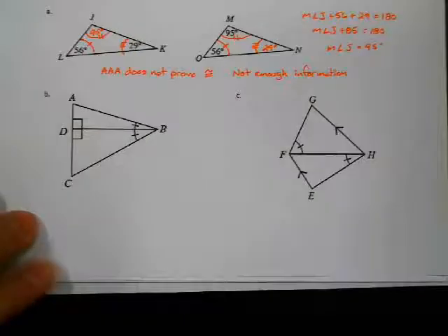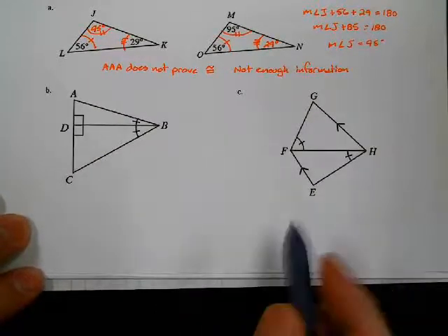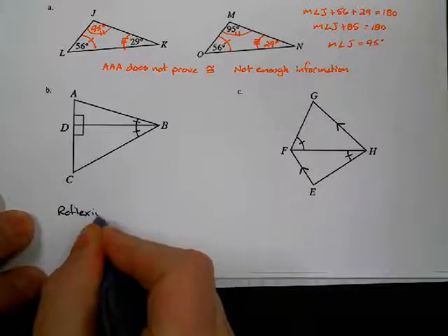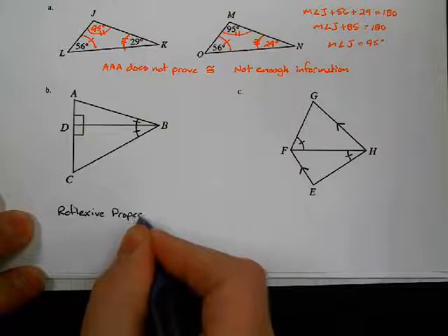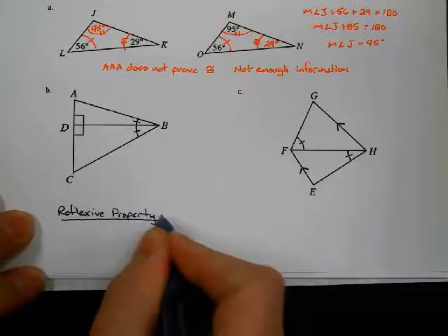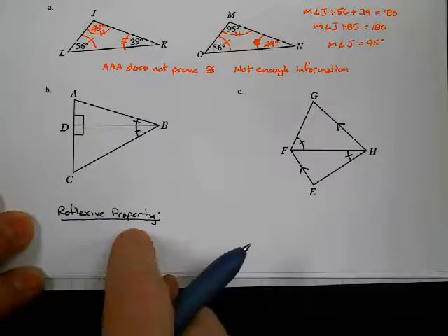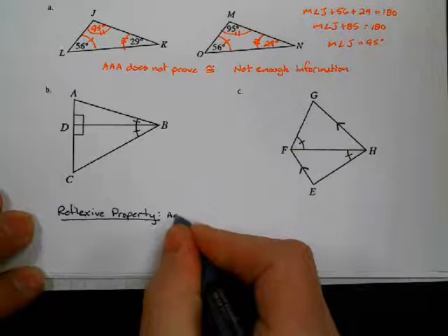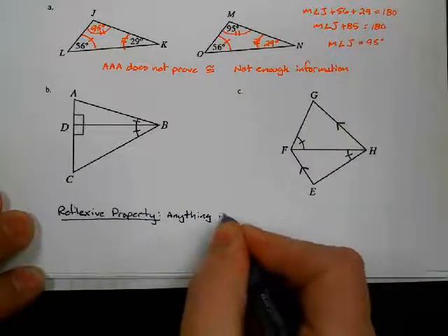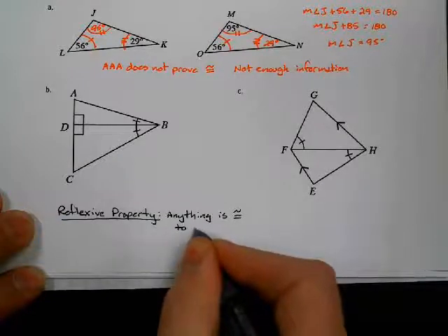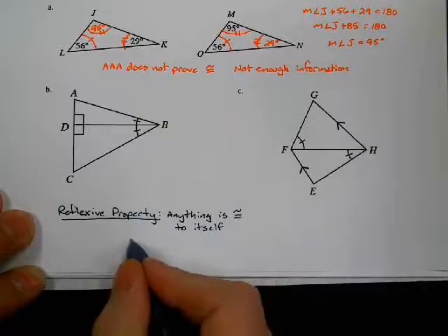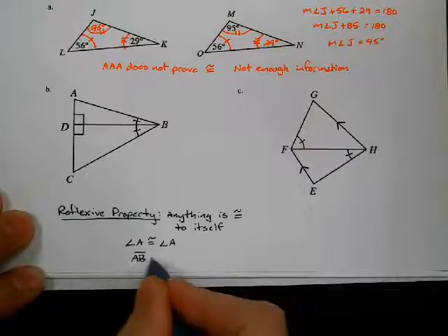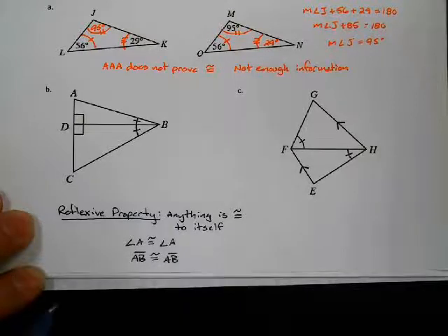Before we get to this one, we have to add a reason that we're going to be using in our flowcharts, and the reason is called the reflexive property. All right, your reflexes are things that you kind of do automatically, right? So the reflexive property is for things that are automatic. The reflexive property says that anything is congruent to itself. What does that mean? It means that angle A is congruent to itself. Angle A is congruent to angle A. And that means that like side AB is congruent to itself. Side AB.